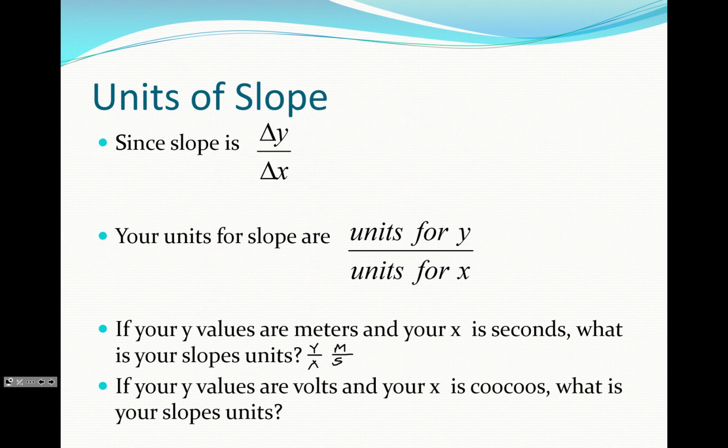If your y values are volts and your x values are cuckoos, so maybe you're finding how many cuckoos you can get from a rooster by hooking up to a battery, which is kind of messed up, but hey, we're graphing it out. So my y value is volts, so V, and my x value is cuckoos, so it'd just be volt per cuckoos. Right, that's it.